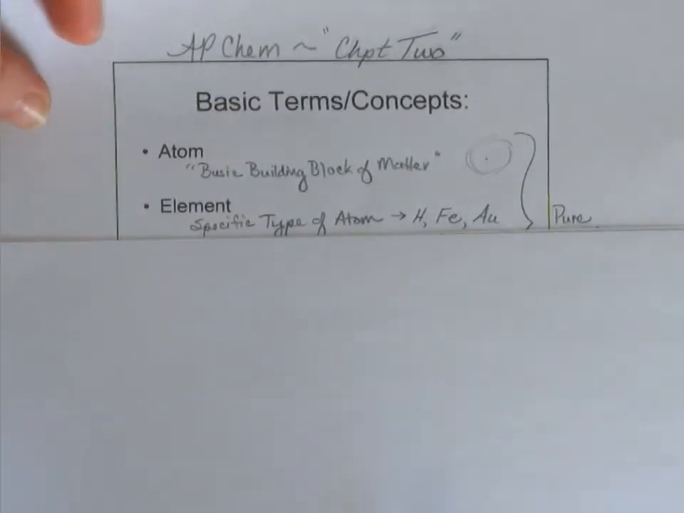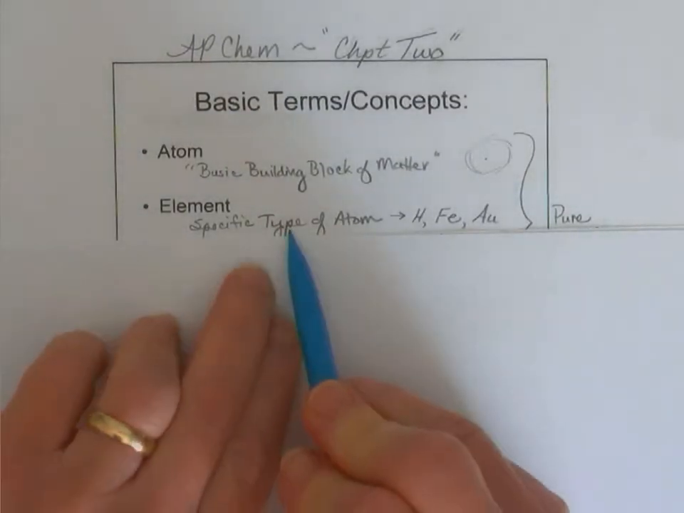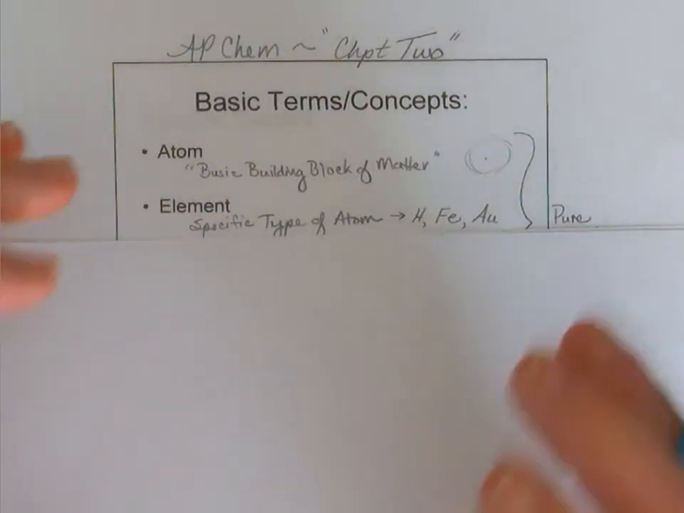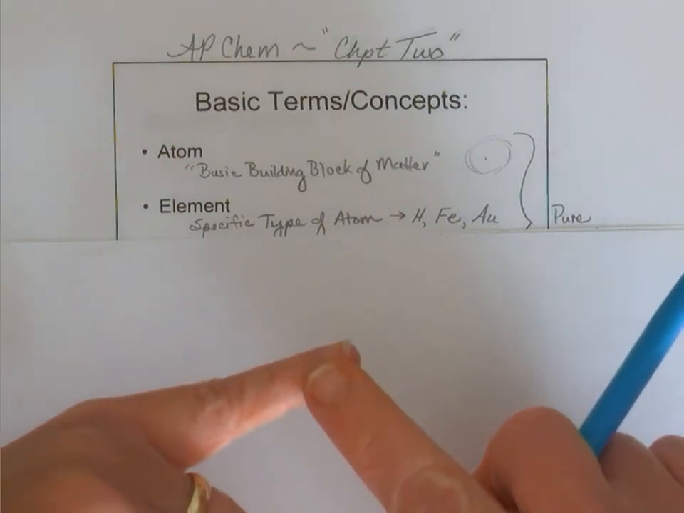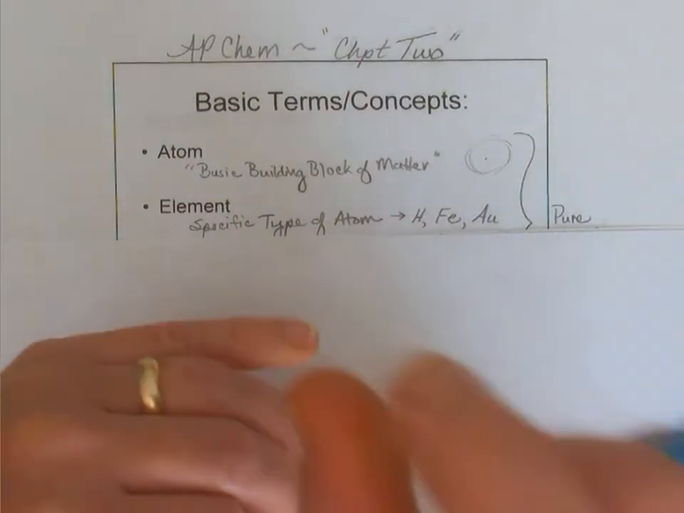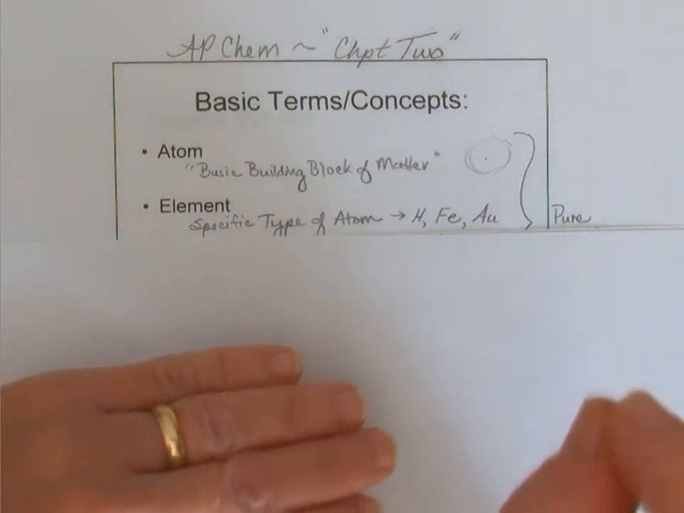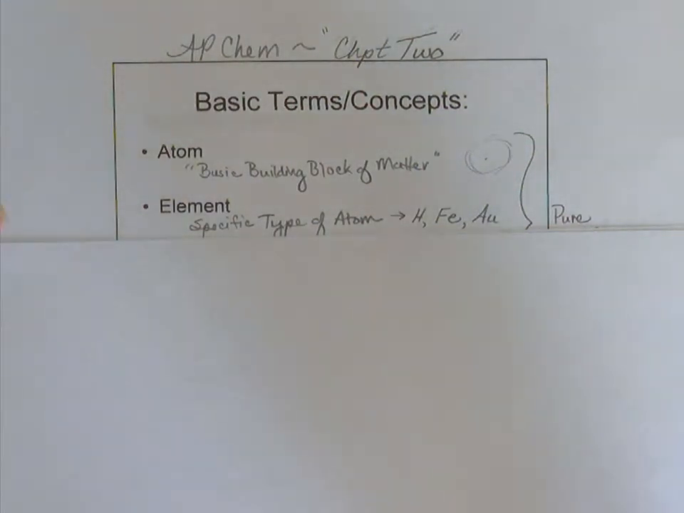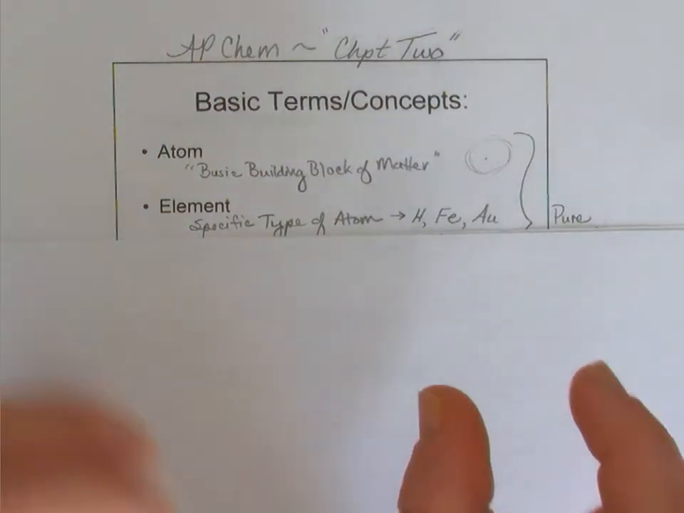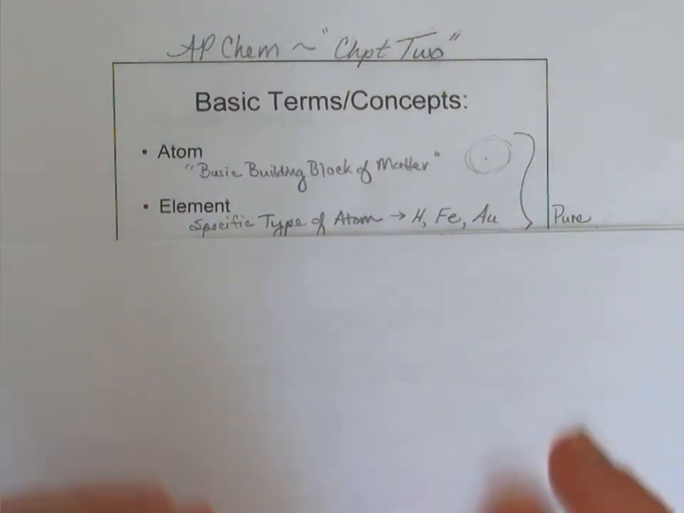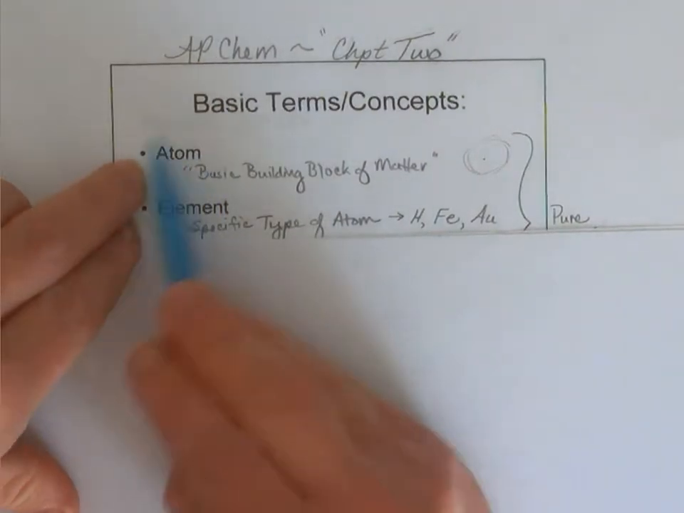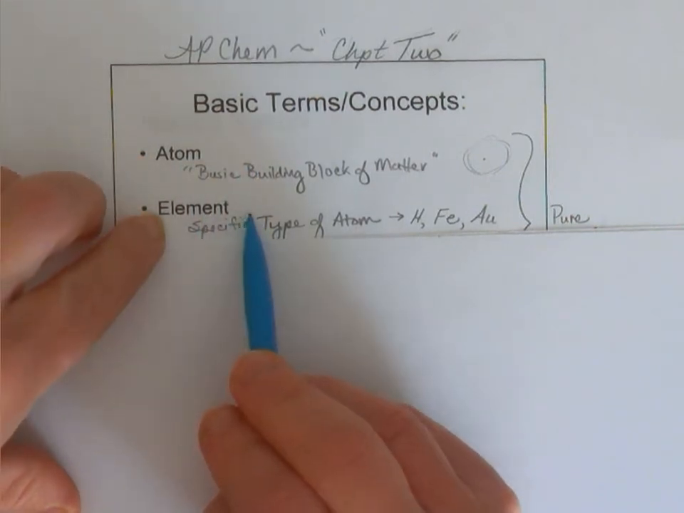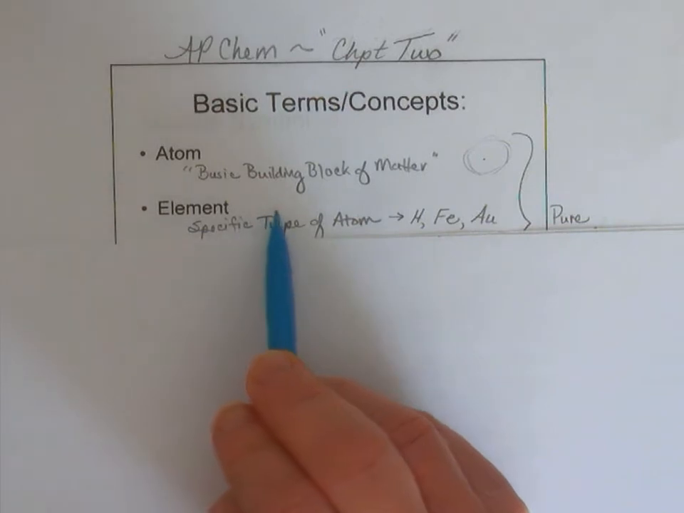An element is a specific type of atom. So an atom is quite generic, just like the term student. But then we can have individual students like Jane Smith and John Dalton, Marie Curie. Those are specific individuals. So an atom is like student, where an element is the specific student.